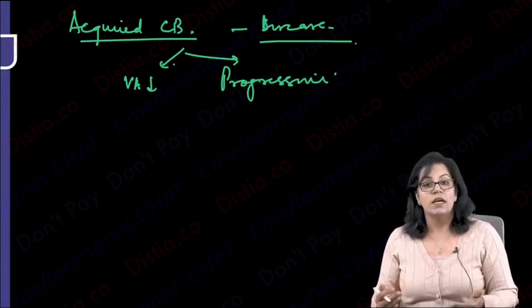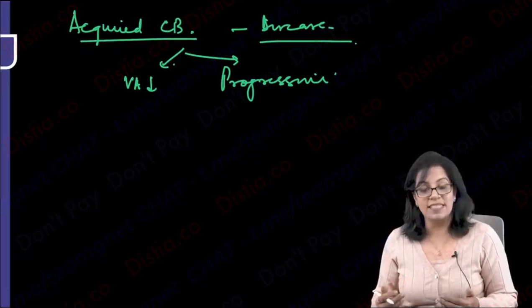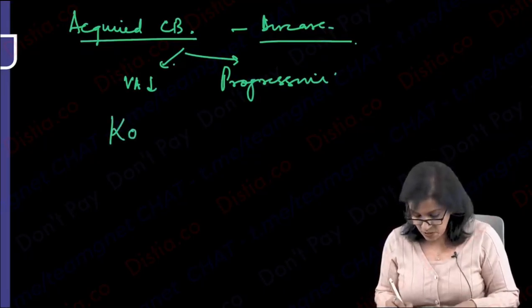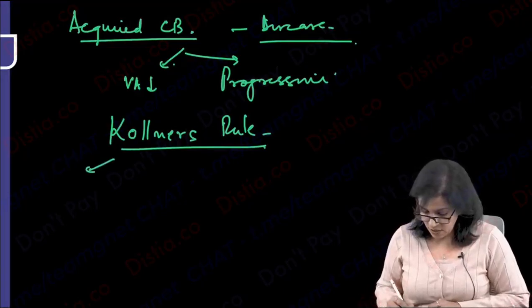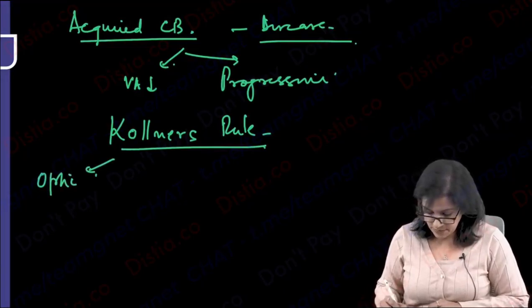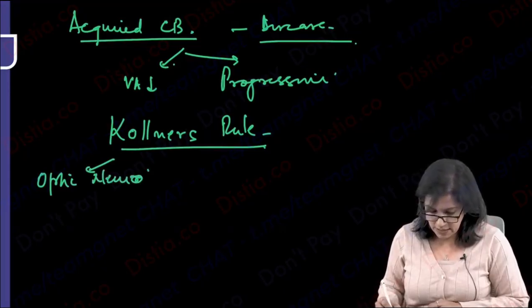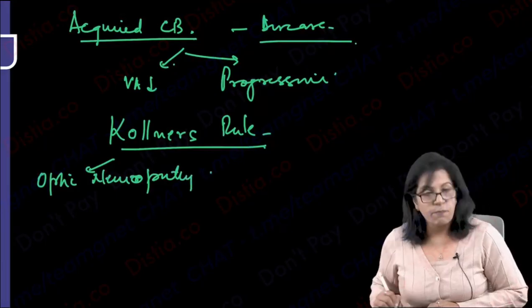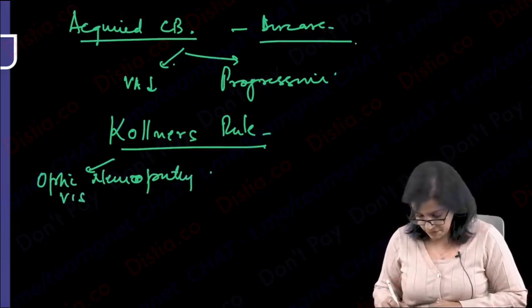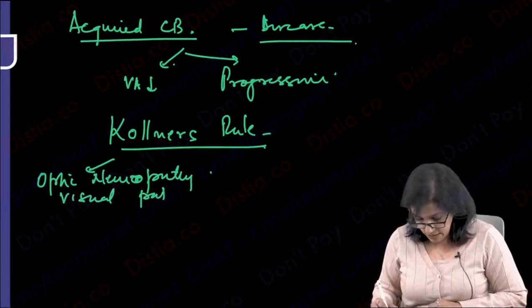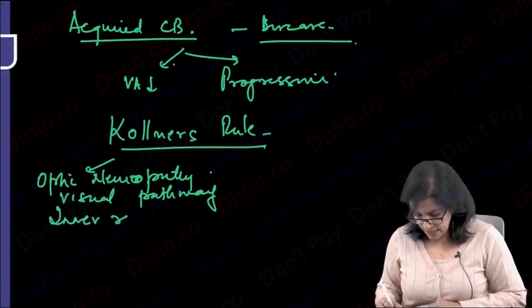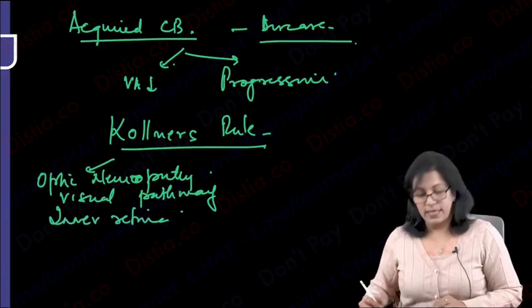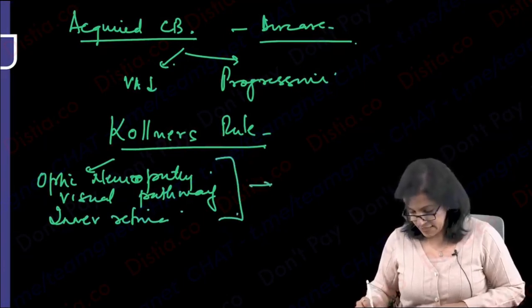Now, when you talk about the diseases, the disease can generally be either a retinal disease or an optic neuropathy which is causing color blindness. Now, there is a very interesting rule which is called Kollner's rule. So, Kollner's rule says that if it is an optic neuropathy, any optic nerve disease or other visual pathway is affected, or it is just the inner retina. Inner retina, you know, no? Inner retina, inner 6 layers, then the major problem is in red and green.